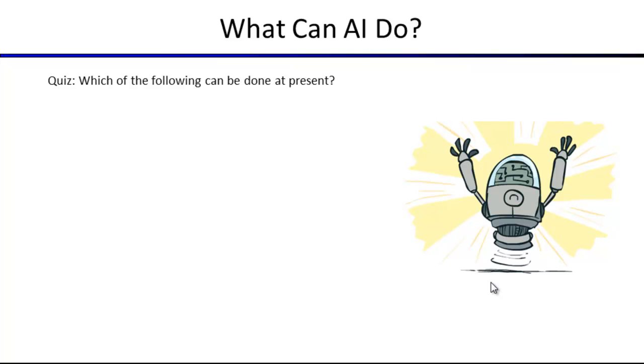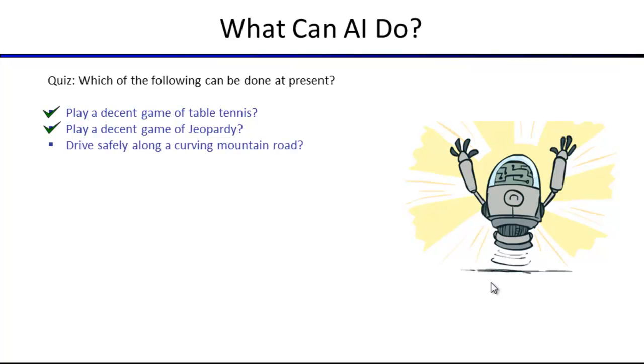Little quiz for you guys. Can AI play a decent game of table tennis? Who says yes, raises their hands. You're all right. AI can play a pretty decent game of table tennis. Can AI play a decent game of Jeopardy? Yes, it recently did so and was very convincing. Can it drive safely along a curving mountain road? Yes, this also happened not too long ago.